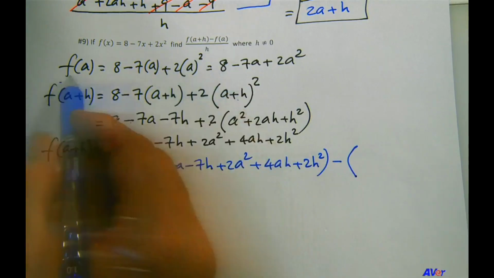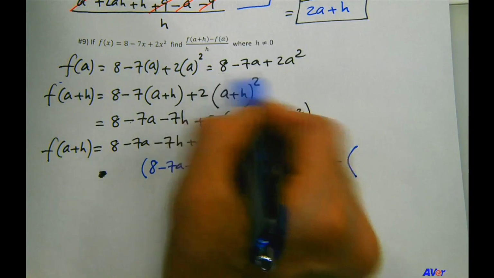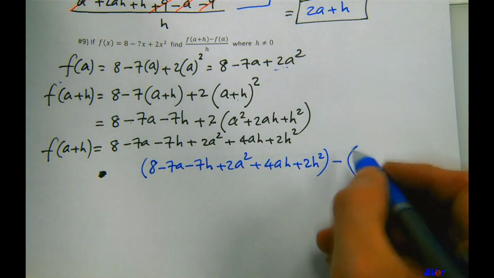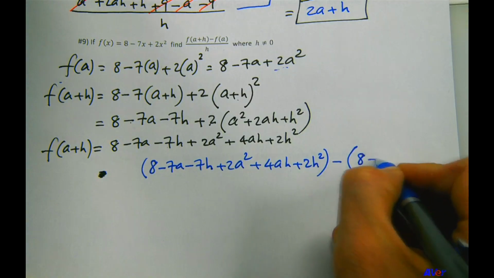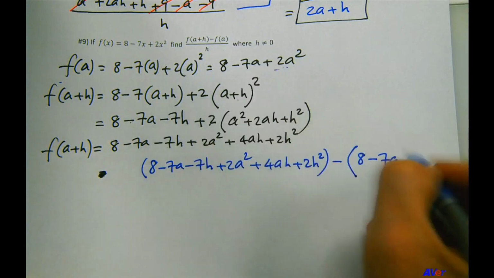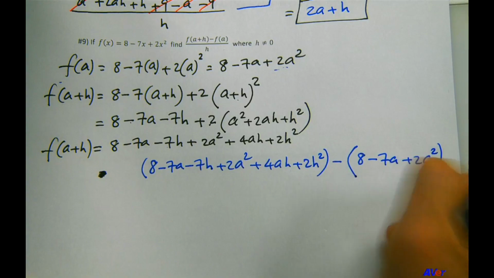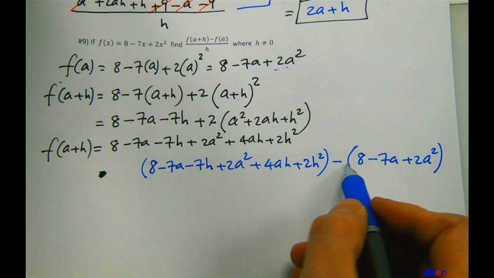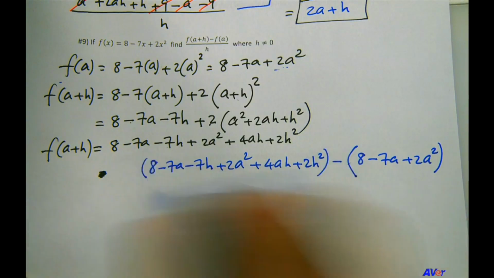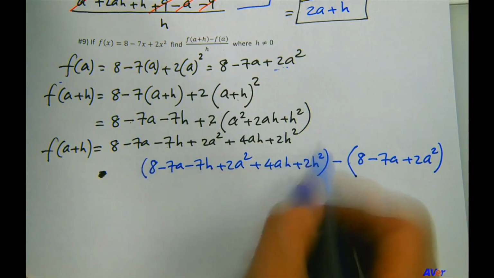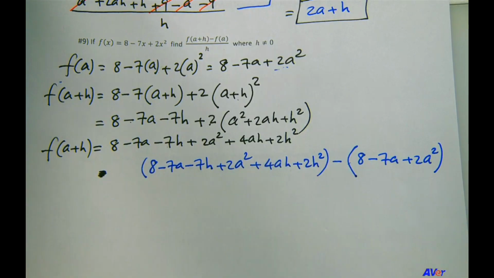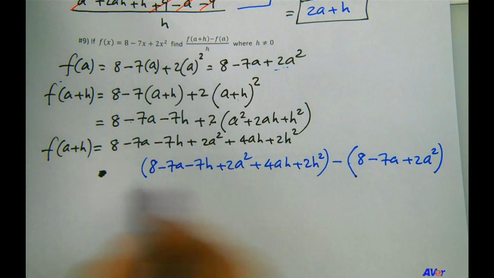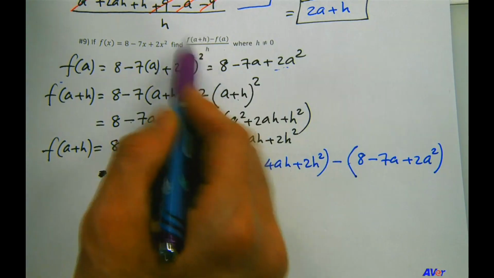What is f of a? F of a is these three terms. Right? So 8 minus 7a plus 2a squared. So this is very, very important. The first parentheses, I'm just using it as a visual aid, just to show you that all of this is f of a plus h. All of that is that.